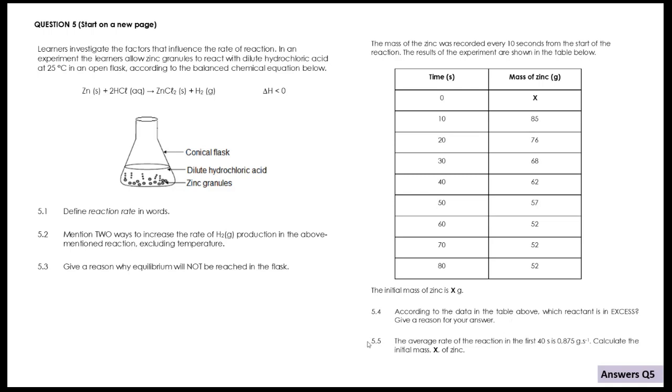Now, over to you, grade 12s. 5.5. The average rate of the reaction in the first 40 seconds is 0.875 grams per second. Calculate the initial mass of zinc. And they give us 5 marks for that. What I'm going to do, grade 12s, is give you a few minutes. I'll give you 4 minutes to calculate that. And then we will review.